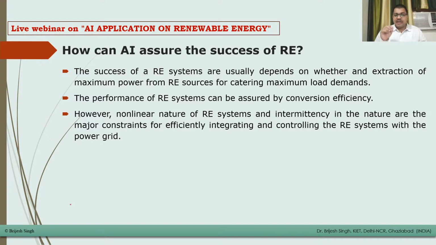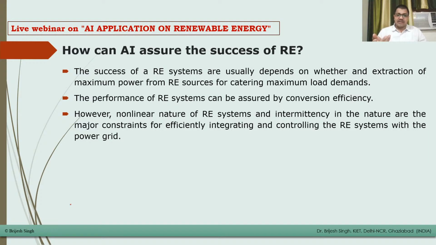Now the next thing: however, the non-linear nature of renewable energy systems and intermittency in their nature are the major constraints for efficiently integrating and controlling the renewable energy system with the power grid. In the previous two steps, we were just generally talking about the source, demand, and the converters, and how AI can help them. But what is the major challenge in front of the renewable energy system? The intermittency and the non-linear nature of these systems. These systems are not general linear systems. These are very complex non-linear systems.